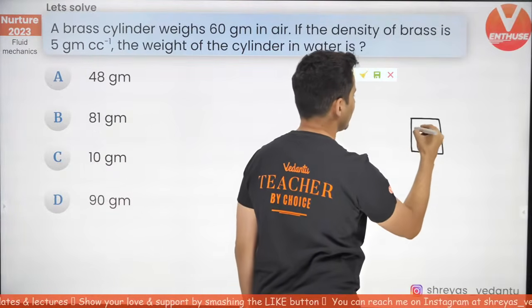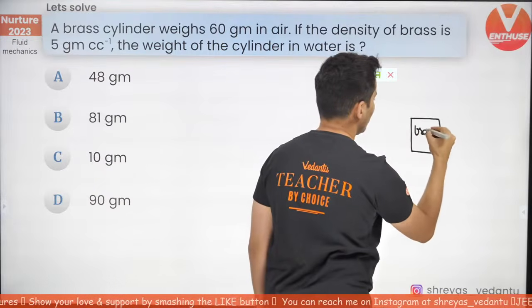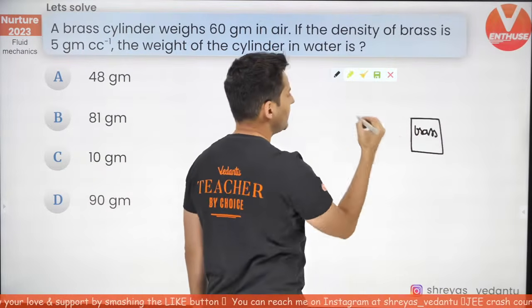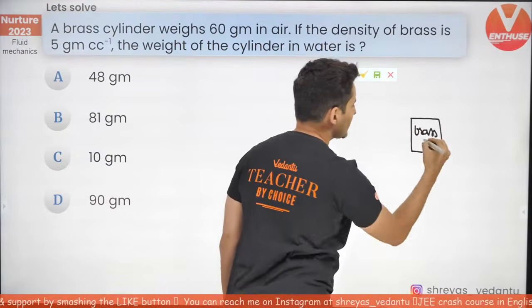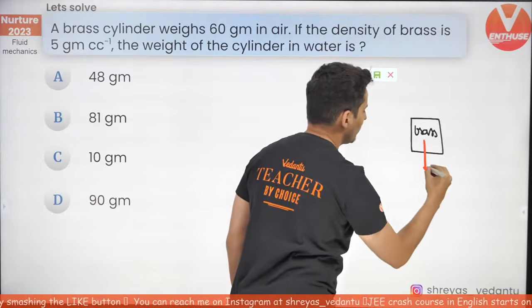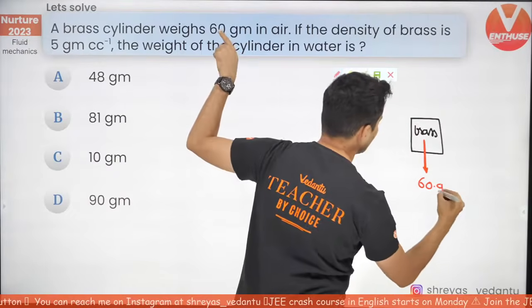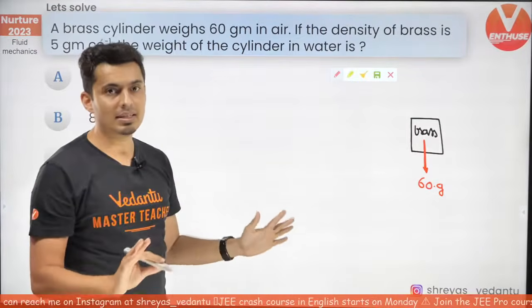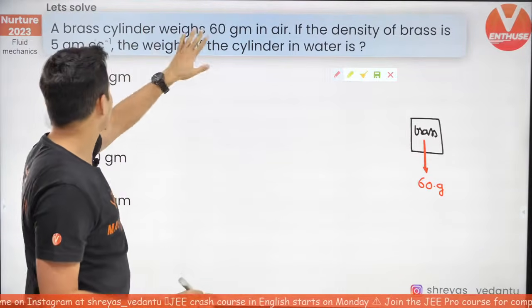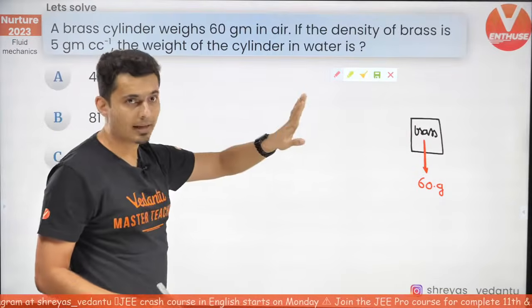This is your brass cylinder, and the brass cylinder will have its own weight. What is the own weight of the brass cylinder? It is 60 grams. So 60 into g. Let's keep everything in CGS units because everything is in cc, grams and all of that.